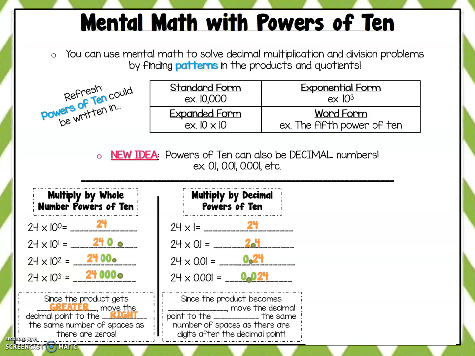So again, the big idea is that since my product becomes less, I need to move my decimal point to the left, the same number of spaces as there are digits after the decimal point.